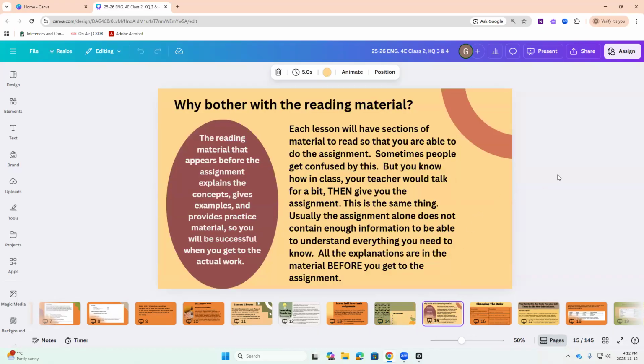Now, why bother with the reading material? The main reason is the reading material that appears before each assignment explains the concepts. It gives examples. It usually provides practice material. All of this is happening so that you will be successful once you get to the actual work. Okay? I know sometimes people are a little bit mixed up by this, but they'll say like, I don't understand. And then I'll say, well, did you read page 3 to 7? And they'll be like, no. Okay, well, if you go back and read that, then you won't be confused.